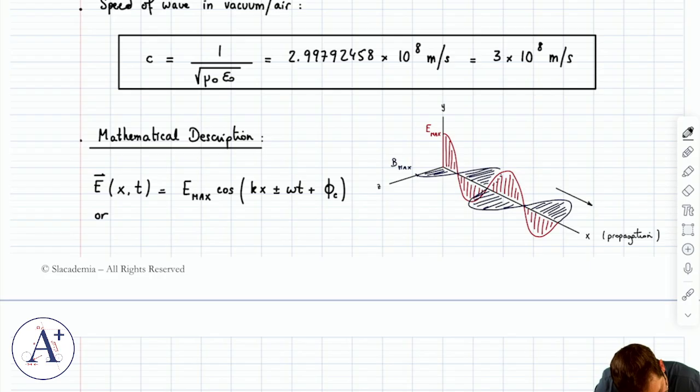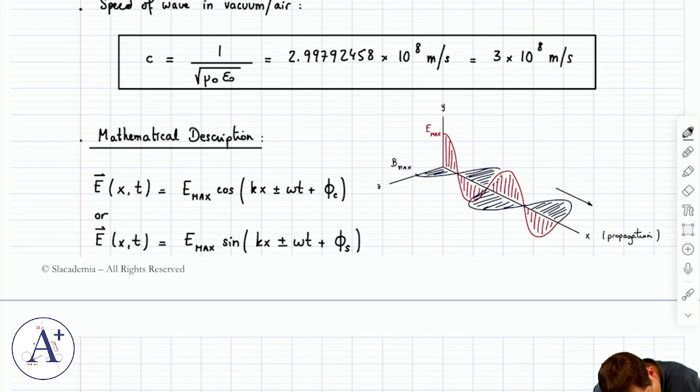And that's because I could choose, instead of cosine, to use sine. It doesn't matter. So the electric field, in the case of the waves that we are going to study, is going to look like this. And you are free to choose cosine or sine. It doesn't matter. Once you have chosen cosine or sine, you just keep that for the rest of the problem because it's going to impact what the magnetic field looks like. But we're going to start with the electric field.